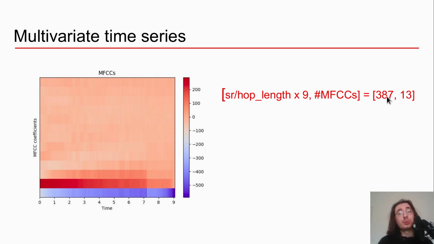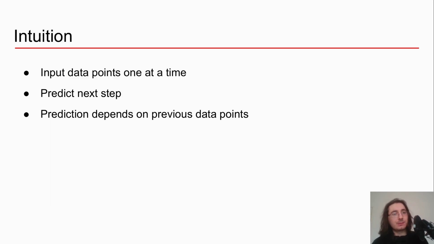So in other words, here we have 387 intervals. At each interval, we have 13 values. So this is the type of data that we can use with RNN. This is kind of like a time series where we have a number of values at different intervals.